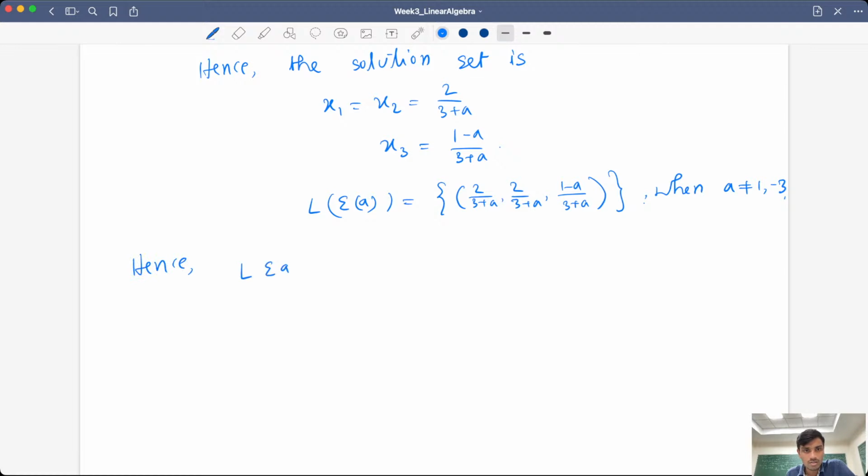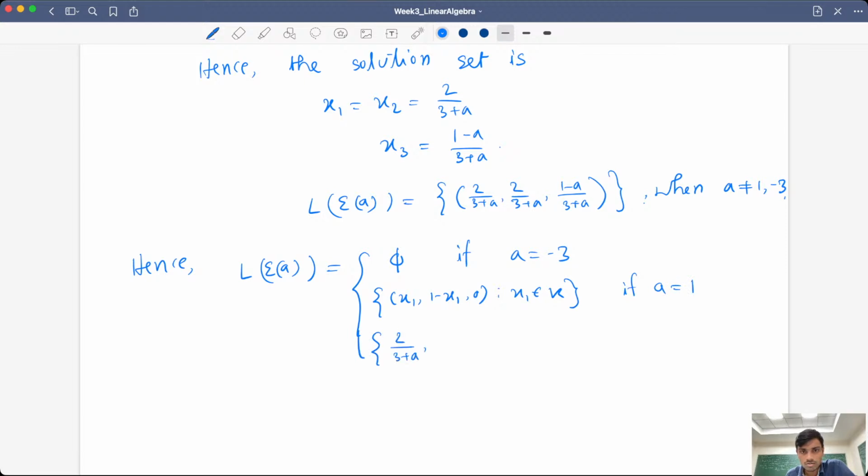Hence L epsilon a equals 3 cases. One is phi if a equal to minus 3. It is an infinite set, say x1, 1 minus x1, 0, such that x1 belongs to k, if a equal to 1, and you have the unique solution 2 by 3 plus a, 2 by 3 plus a, 1 minus a by 3 plus a, if a not equal to 1 or minus 3.